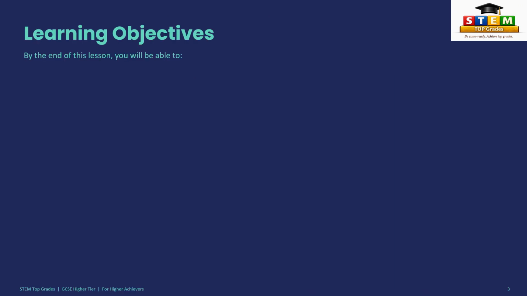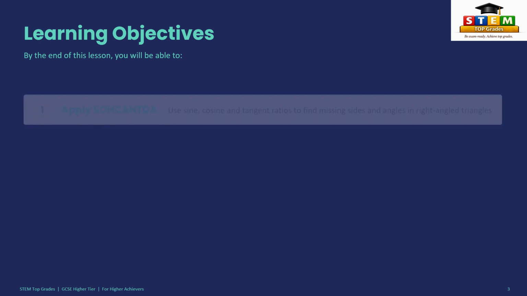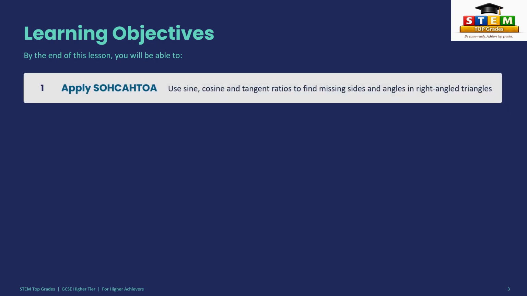Here are our learning objectives. By the end of this lesson, you will be able to apply SOH CAH TOA. That means use sine, cosine, and tangent ratios to find the missing sides and angles in right-angled triangles.